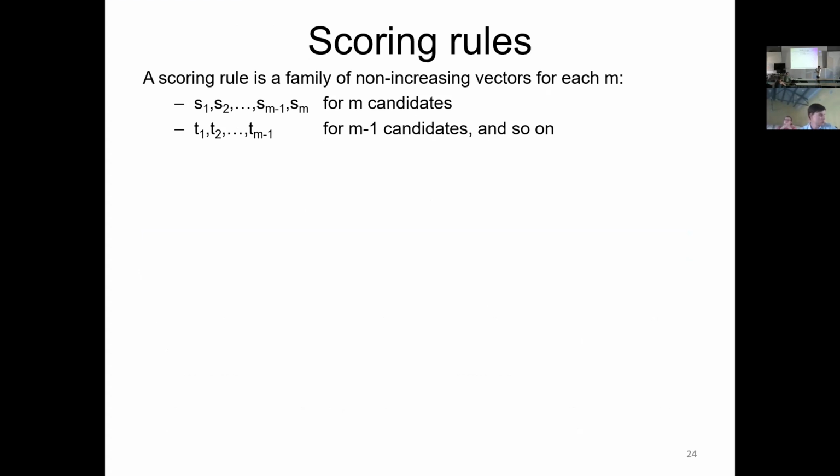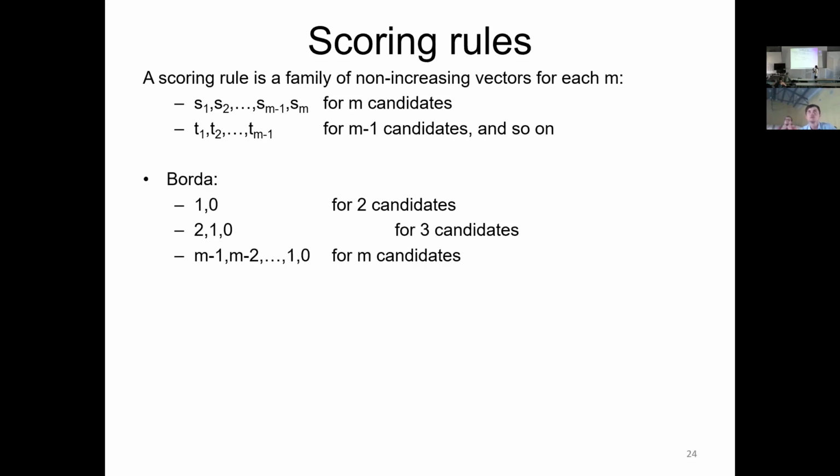To do this, we must first, again, return to the concept of a scoring rule. Since in our framework, we add and remove athletes as we choose, a scoring rule must be defined for any number of athletes. So a scoring rule is not one vector, it's a family of vectors, one for each number of athletes. So for example, Borda is a rule consisting of 1, 0 for 2 athletes, 2, 1, 0 for 3, and m-1, m-2, and so on down to 0 for m.